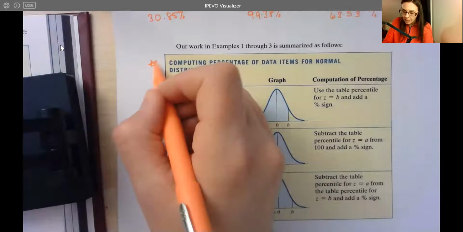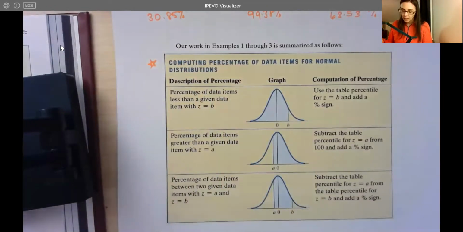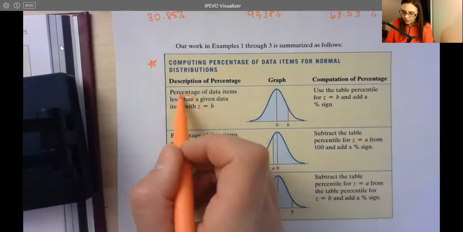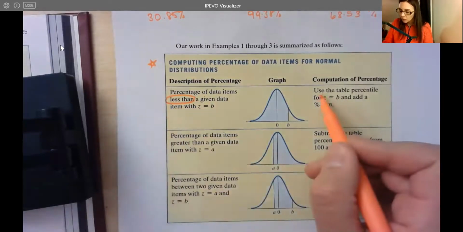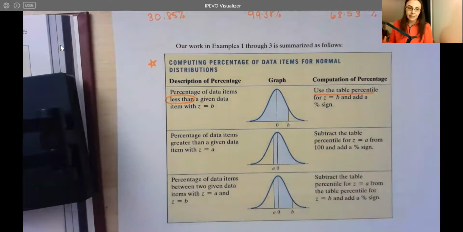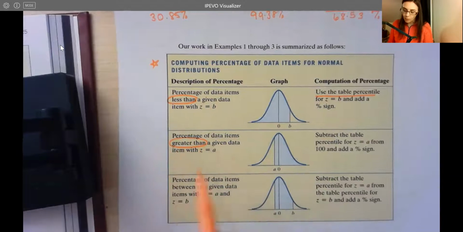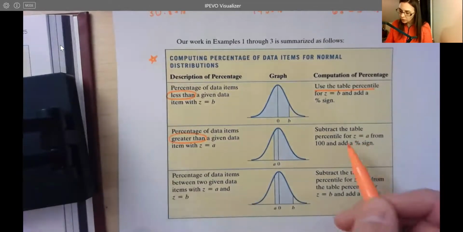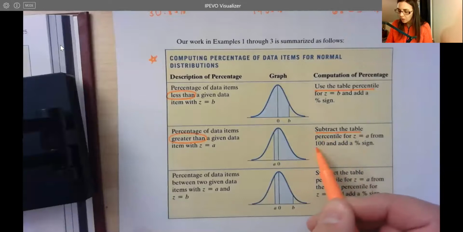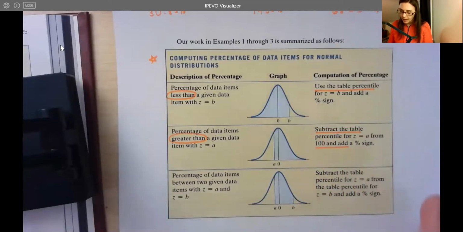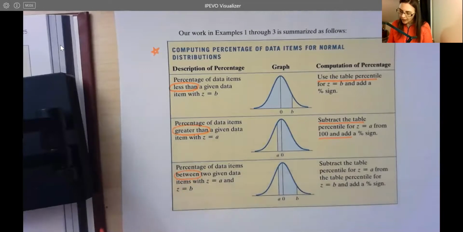This is from your text, and it just summarizes what we just did. When you're looking at values less than, you can just use the table to find the exact percentile that's given. If your question is about something greater or more than, don't forget you're going to subtract the value in the table from 100. And if you're looking for between two values, you're going to find both z-values and subtract the two table percentages. And that's how you can get all your calculations.